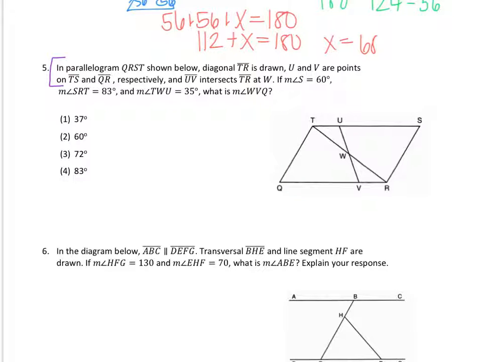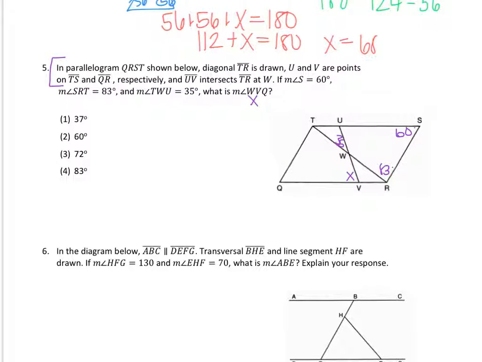Angle S is 60 degrees, so we're going to mark as we go. Angle SRT, S to R to T, is 83. And angle TWU is 35. So this little bitty angle right here. What is the measure of WVQ? WVQ is right here. We're going to choose to call this X.